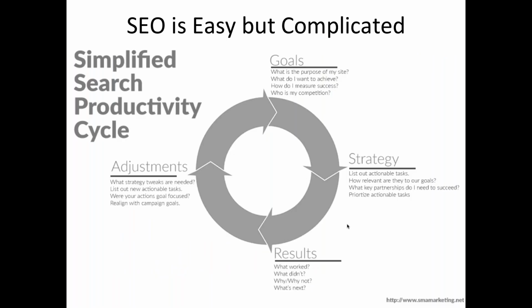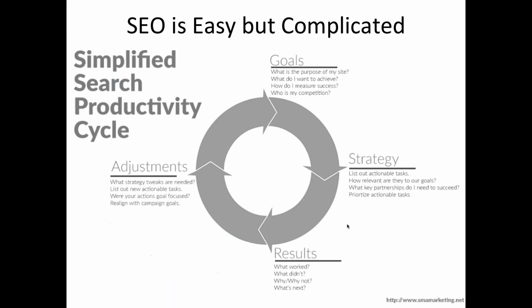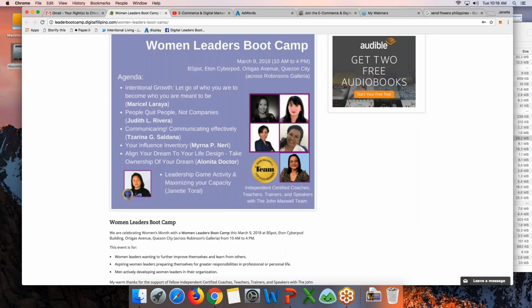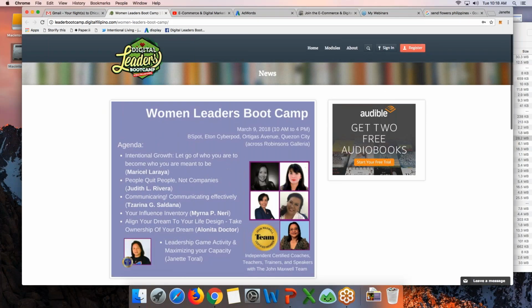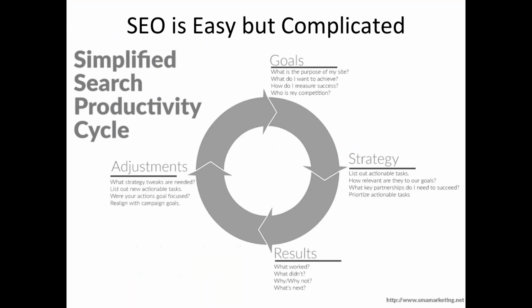So let's use these questions here and allow me to use this as a case study for some form of a discussion. So the purpose of the site, which is the leader bootcamp, is actually to disseminate leadership knowledge or information. So that is the primary goal. So what do we want to achieve?